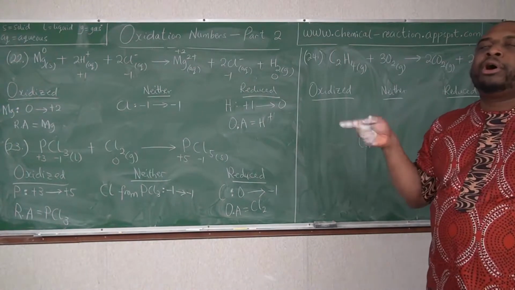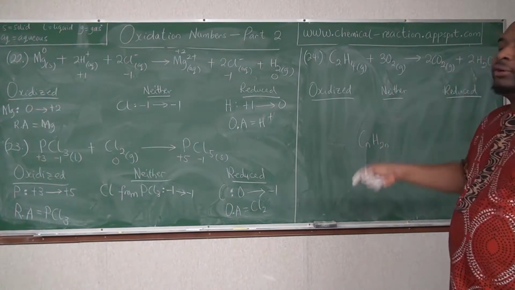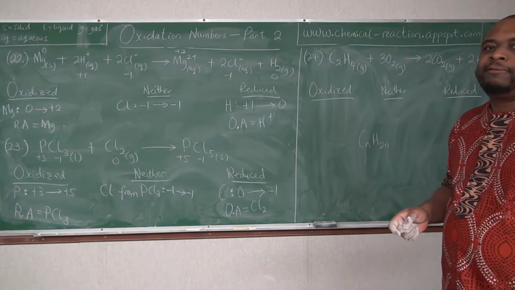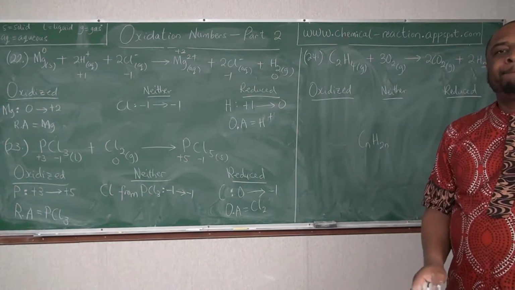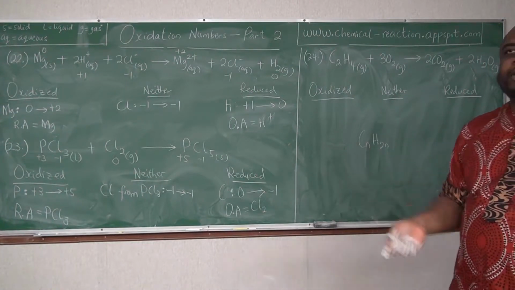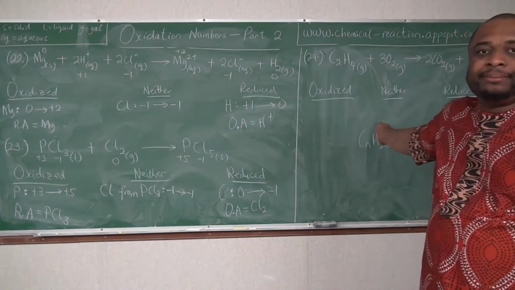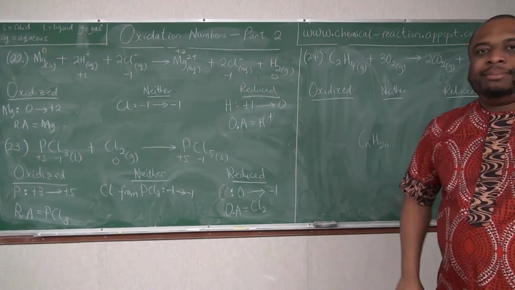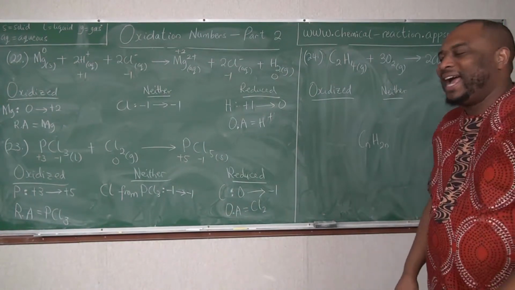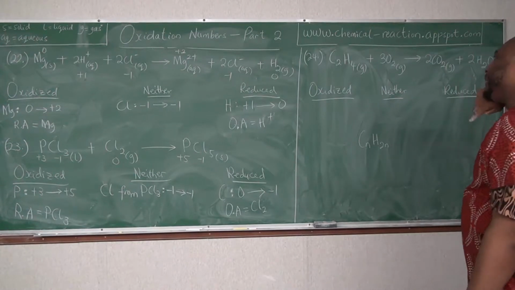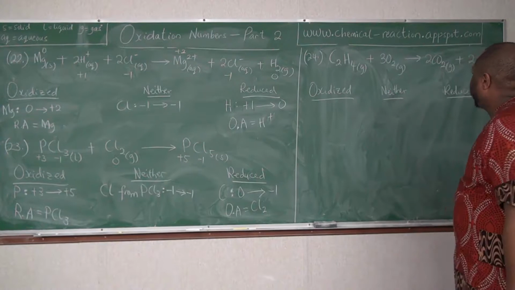When you burn ethene gas, this is a combustion reaction. Combustion of a hydrocarbon gives you carbon(IV) oxide and steam. You do that in organic chemistry: the alkanes, the alkenes, and the alkynes. So this is ethene giving you carbon(IV) oxide and water.